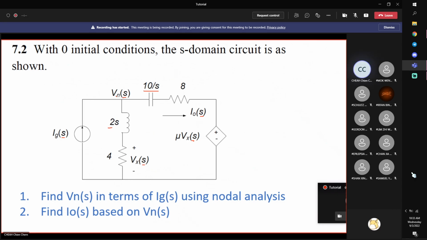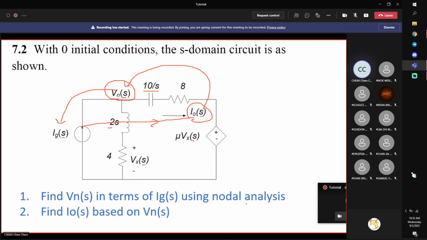The whole idea is that I define an intermediate variable. I try to relate my intermediate variable to my Ig. Then I try to relate my output current to my intermediate variable. Then I will link up my output to my input. So this is the idea: find Vn in terms of Ig, then find Io in terms of Vn.